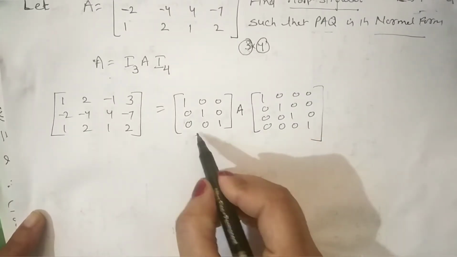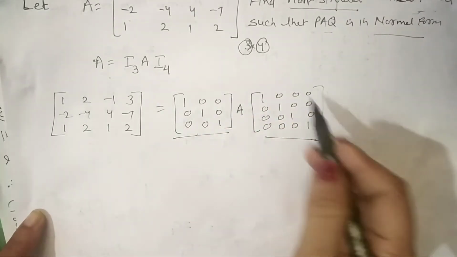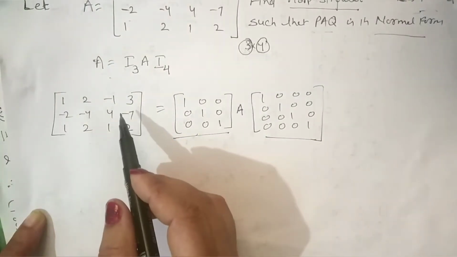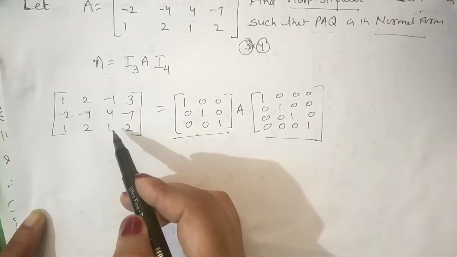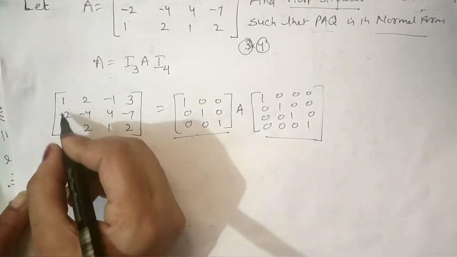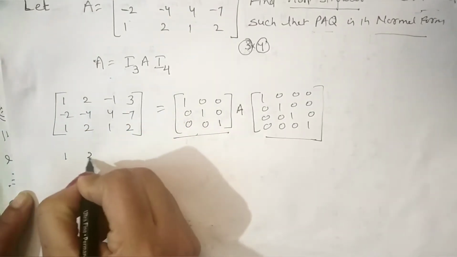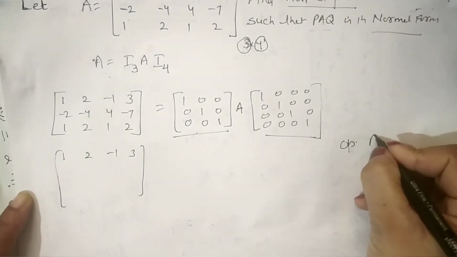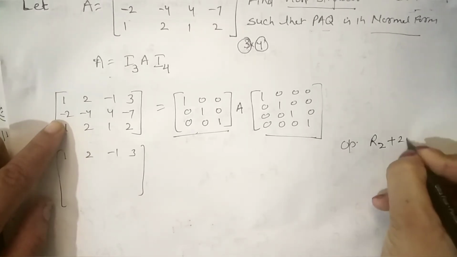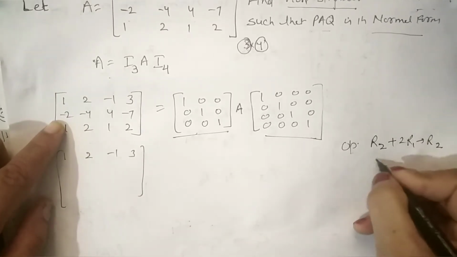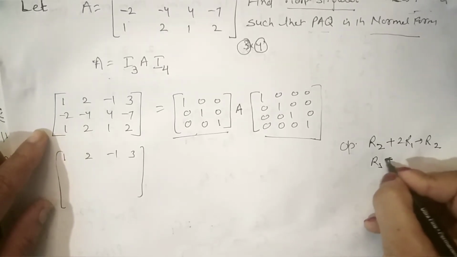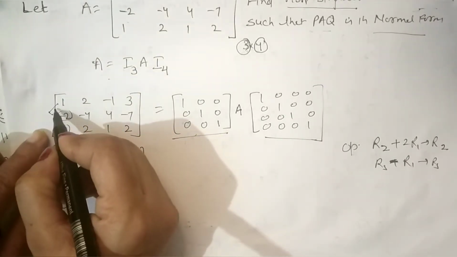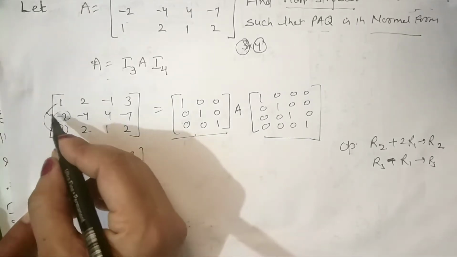Now this matrix will become P and this will become Q after applying the elementary transformations. What transformation are we going to apply to change this matrix to normal form? Normal form means except the diagonal elements, all the elements should be 0. So we are going to make these elements 0. First, keeping the first row as it is, we operate row 2 plus 2 into row 1 on row 2, and row 3 minus row 1 on row 3. So we are going to make these two elements 0 with the help of the first row, first column element.